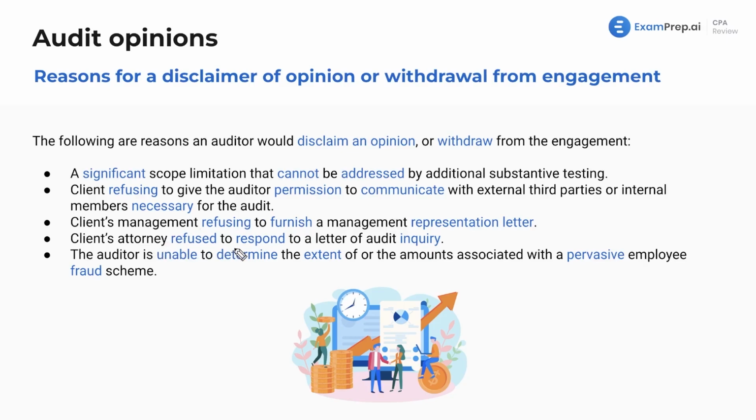Client's attorney refused to respond to a letter of audit inquiry. Well, there's really no other place we can get confirmation of the litigation outstanding. So yeah, we're going to need that letter. And sorry, attorney, we're going to need you to respond there, or we're going to have to get out of here and not give an opinion at all. Lastly, the auditor is unable to determine the extent of or the amounts associated with a pervasive employee fraud scheme. Just get out of there. If you can't determine how bad it is, you should probably just get out of there. So those are reasons for disclaiming the opinion or withdrawing from the engagement as a whole.